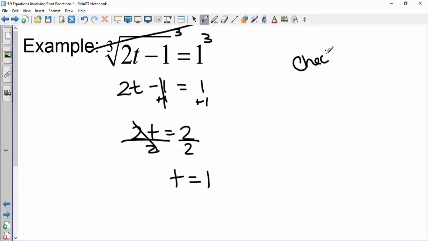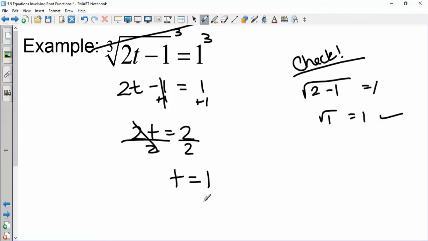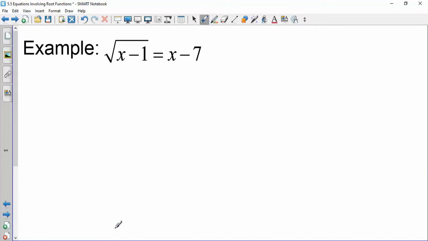Always check it at the end. Again, you don't necessarily have to show me that work. Now you get square root of 1, which is 1, so it does work out. So 1 is our answer. So far, so good? Let's go with this problem.